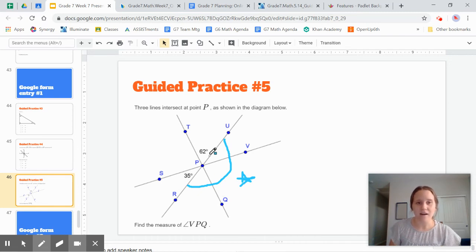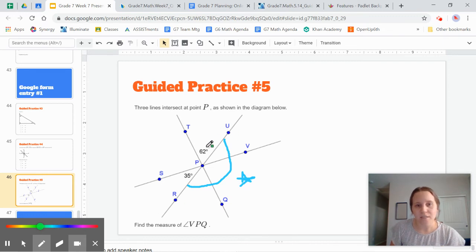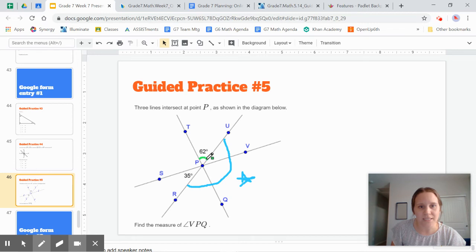But there are vertical angle relationships that I can use, and I'm going to in order to solve. So I see that this angle right here is given, this 62 degrees. What angle is that one vertical to? Yes, it's vertical to angle RPQ, right on the other side. What does that tell me? It tells me that this angle right here is 62 degrees.